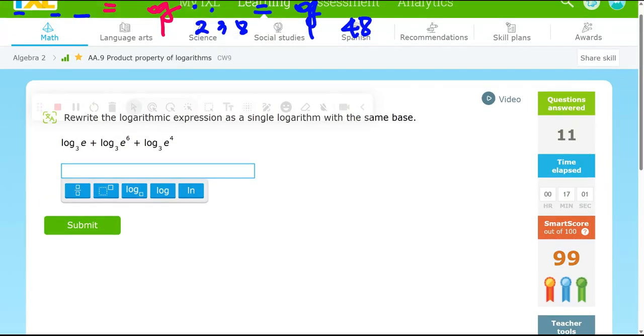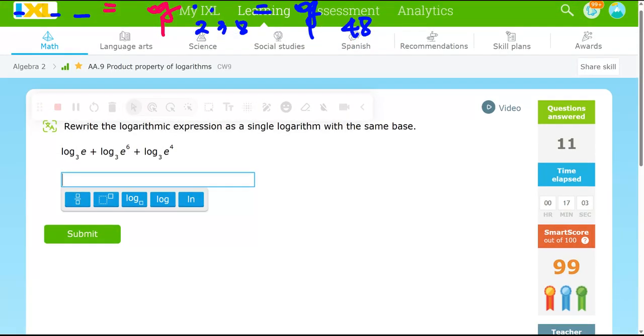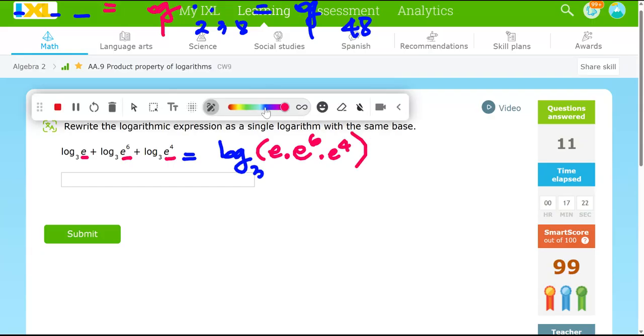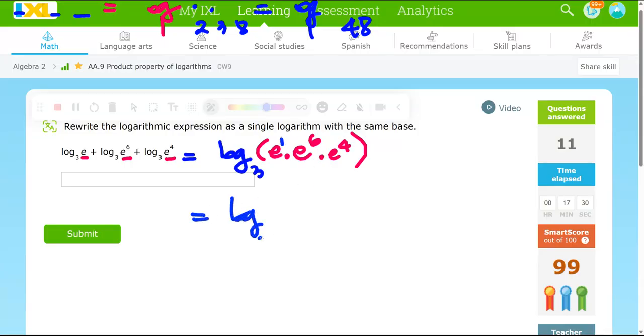Now, instead of numbers, they give you the exponential e. So we do the same thing. I can combine them as one single log base 3. So e right here, I have e multiplied with e to the 6, and then this one e to the 4. These exponential numbers have the same base e, so you can combine them. Base 3 right here. For the e, you can add 1 with 6 with 4, which comes out 11.